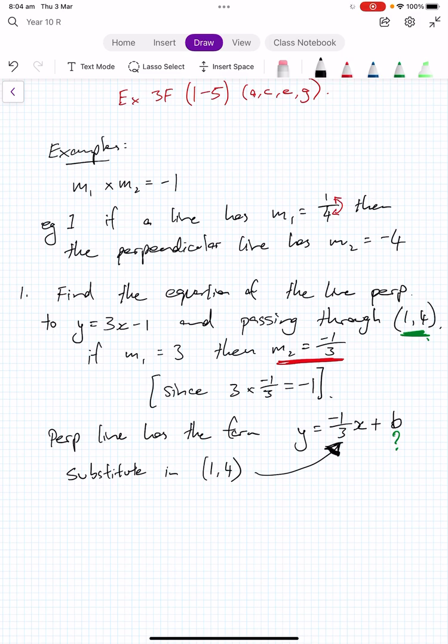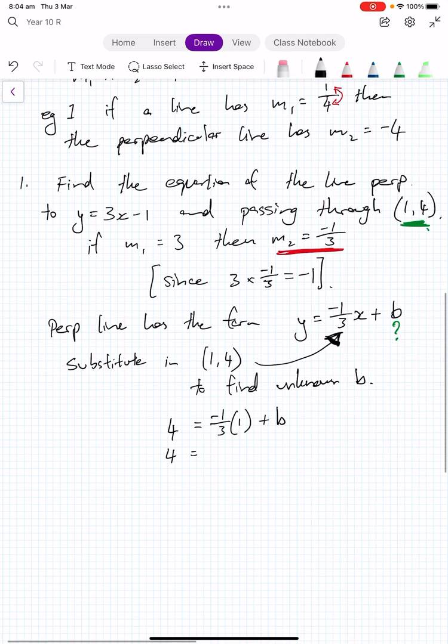to find the unknown b. If we do that, then it becomes 4, which is my y value in this case, equals -1/3 times 1 plus b. Simplify this a bit: 4 is equal to -1/3 times 1, which is just -1/3, plus b.